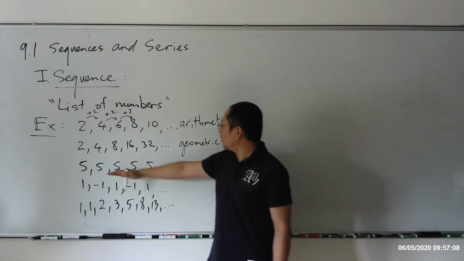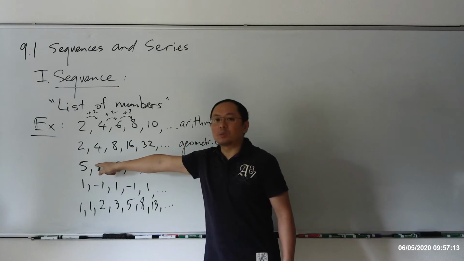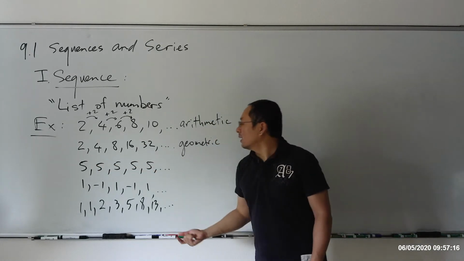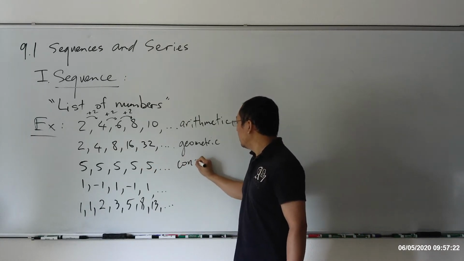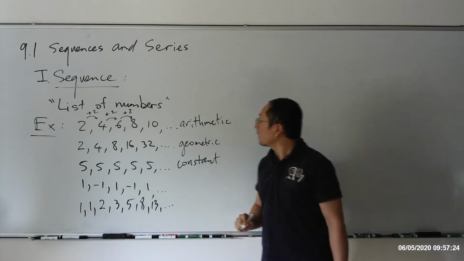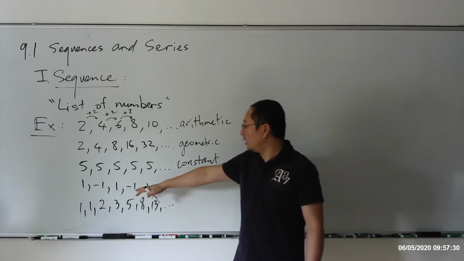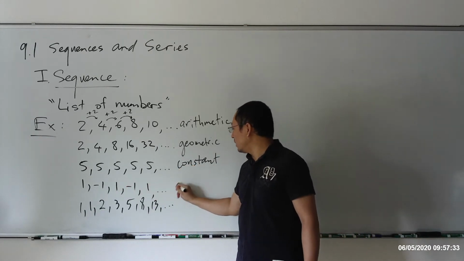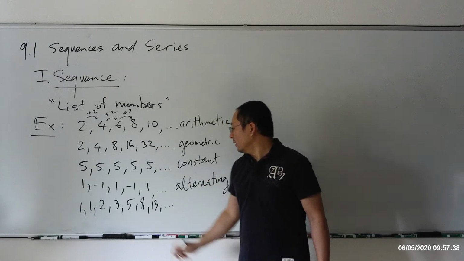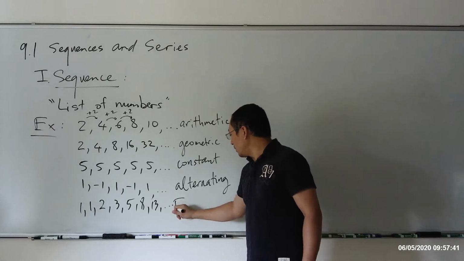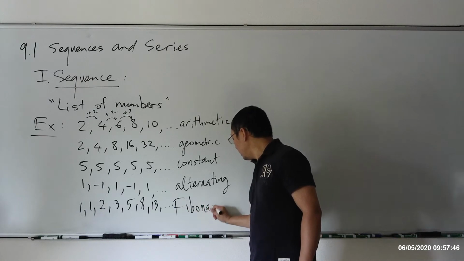Alright? So actually the third one right here is both. You can think of this as arithmetic, adding 0 to get to the next term. And you can think of it as multiplying by 1 to get to the next term. So it could be both at the same time, and since it's all 5s, people usually call it a constant sequence. And this one, 1, negative 1, 1, negative 1, you see what happened in here? The sign keeps alternating, right? So alternating sequence. And this has a special name, Fibonacci.